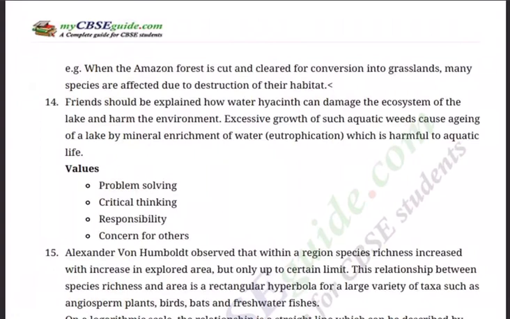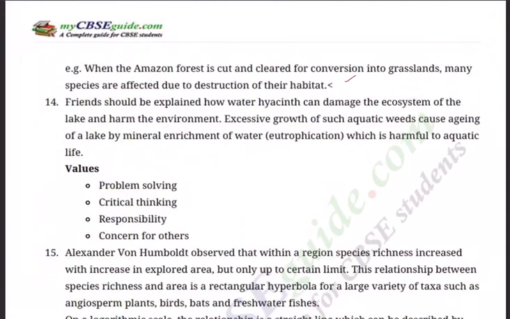When the Amazon forest is cut and cleared for conversion into grasslands, many species are affected due to destruction of their habitat. And in this aspect, you must have seen on TV the fires that have been put up in the Amazon forest recently, and you must have seen very rare animals and plants being burnt alive. Very pathetic scene. Question number 14.